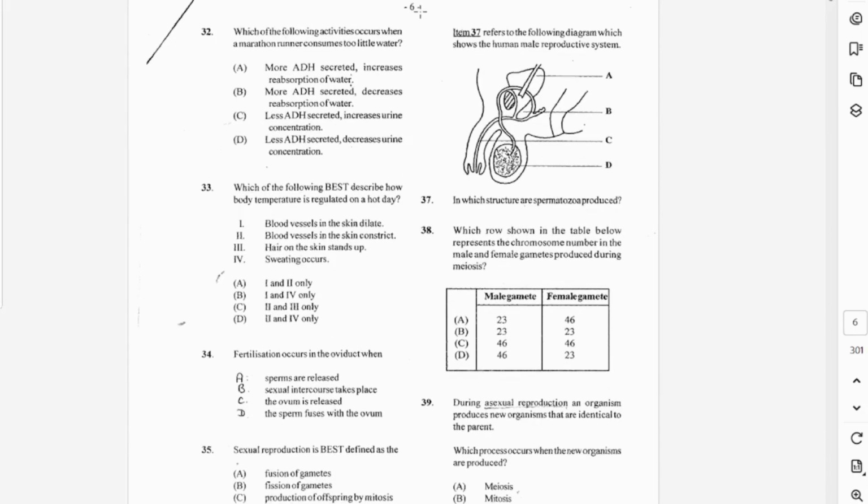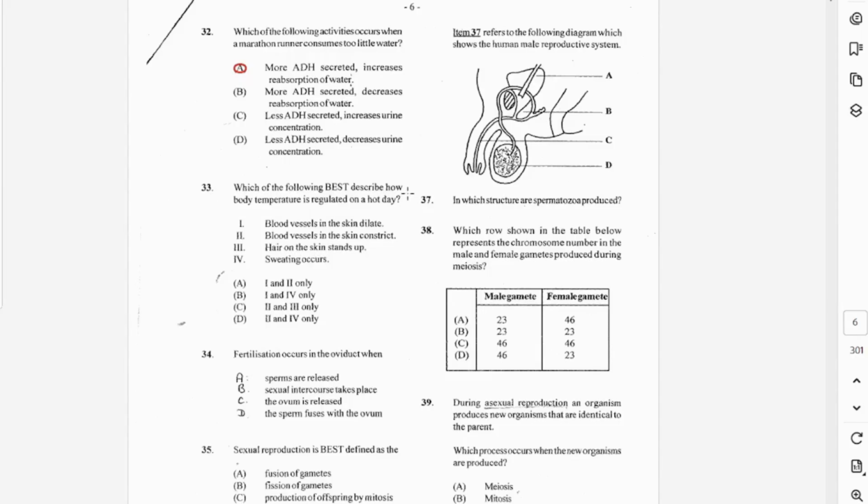32. Which of the following activities occurs when a marathon runner consumes too little water? The answer is A. So more ADH will be secreted. With more ADH being secreted, that means in terms of osmoregulation, more water is going to be reabsorbed along the nephron. Then we have 33.